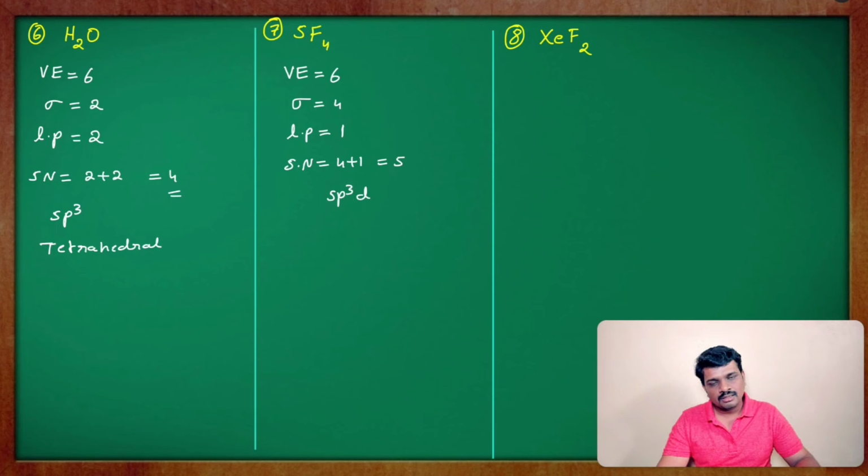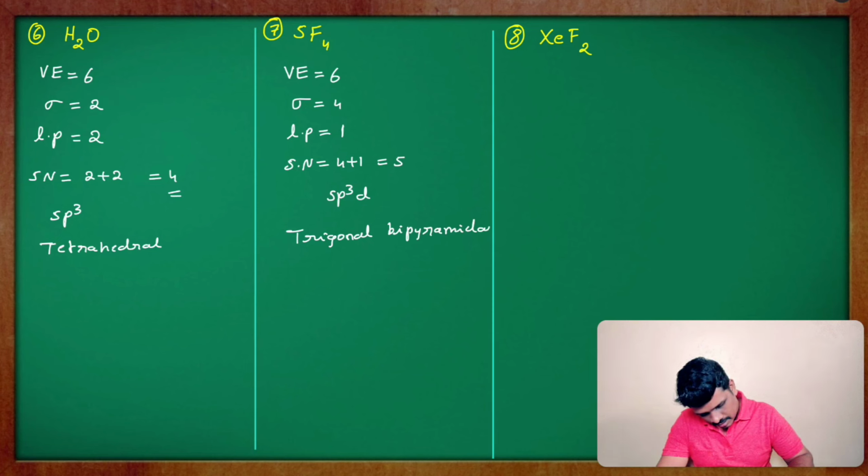So what is the geometry? Trigonal bipyramidal. Correct. Trigonal bipyramidal is the geometry of SF4 molecule. Here I can represent lone pairs on oxygen in case of water molecule, and in SF4 also I can represent the lone pairs like this. Okay, so let us move on to the next example, that is xenon difluoride.